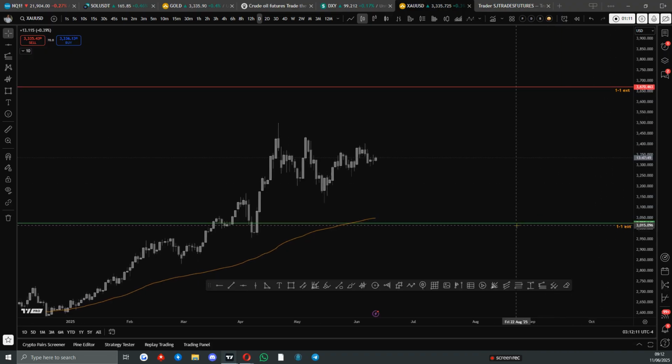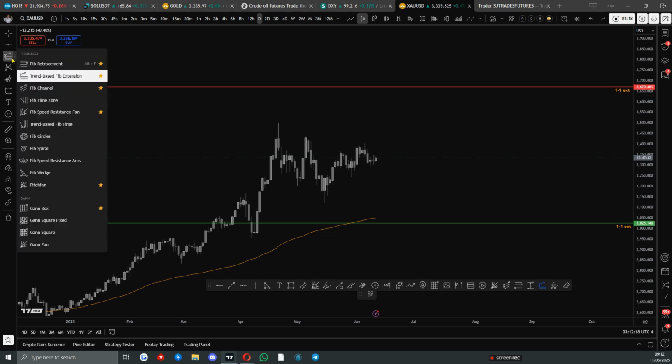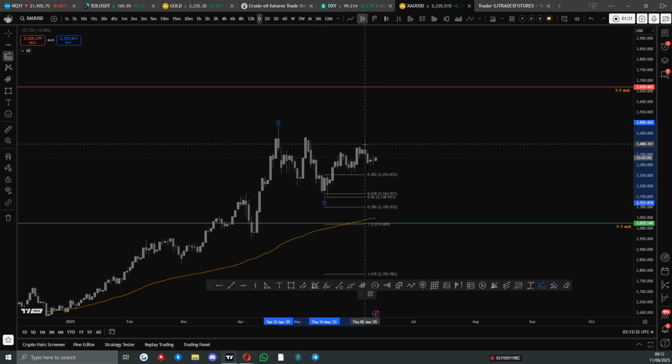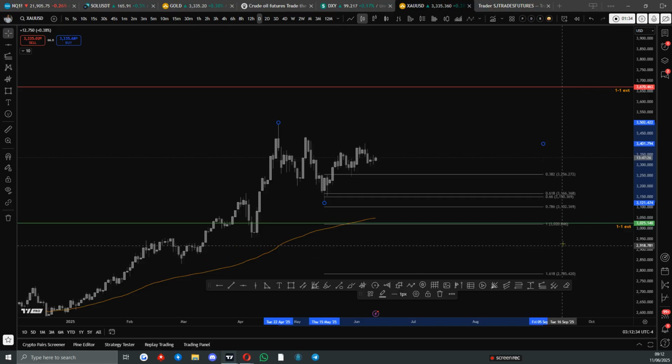So you can see the green line, the red line, this is a one-to-one extension. Just in case you don't know, it's this tool here called the trend-based fib extension, where I take a pull from the all-time high down to this low here, and then come back up to this high up here, and that comes in, as you can see, at $3,020, which gives us the one-to-one extension. Also, the 1.618 gives us 2785.